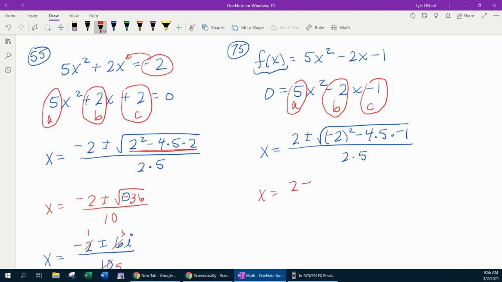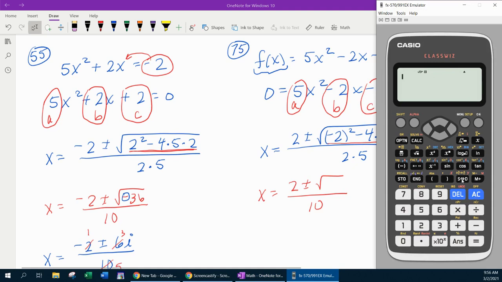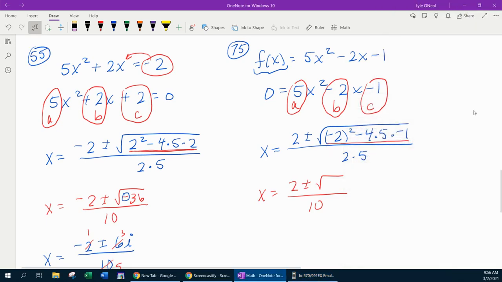So we've got 2 plus or minus square root of, and I'm going to need to figure out the discriminant, the radicand, the stuff under the radical. And I am going to use the calculator for that. So that is going to be negative 2 squared. Remember that negative numbers have to go in parentheses. Minus 4 times 5 times negative 1. 24.